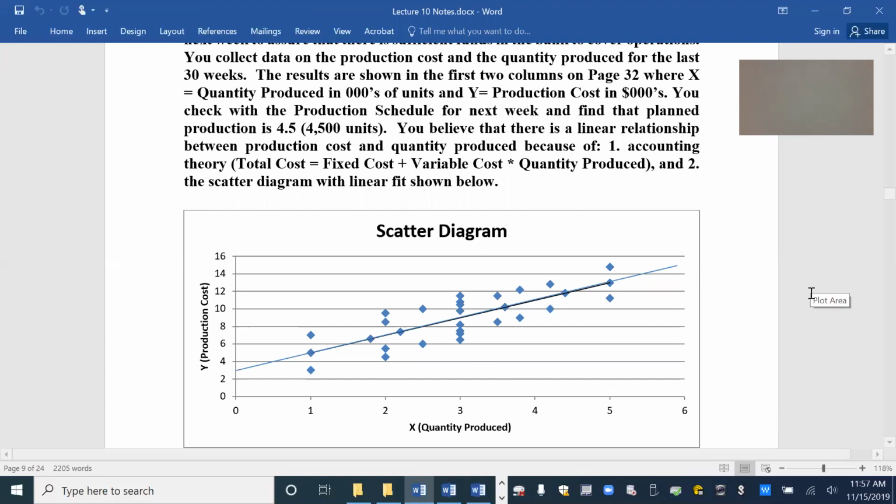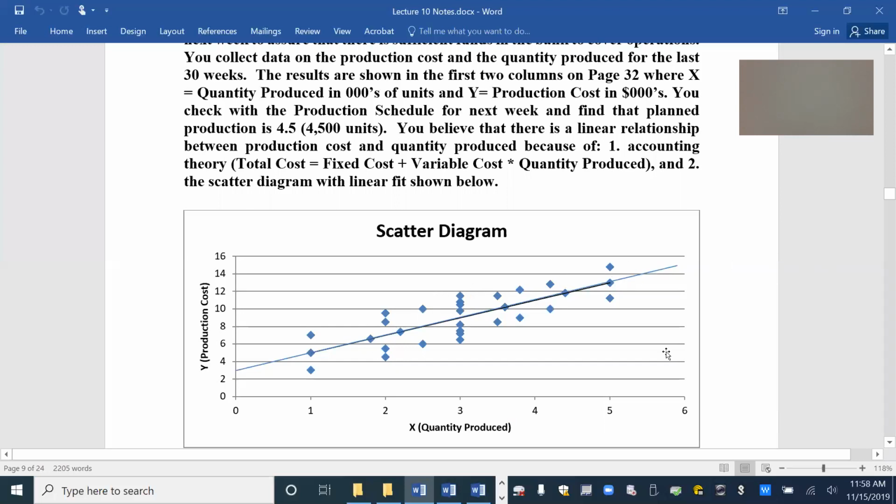Do I think there's a relationship between the quantity I produce and the cost of production? Well, yeah, more material, more labor, more cost. If I was going to produce 3,000 units, I'd guess $9,000 was needed, but I'm going to produce a much higher amount than typical. I need a method to guess at how much I need. Welcome in linear regression analysis.